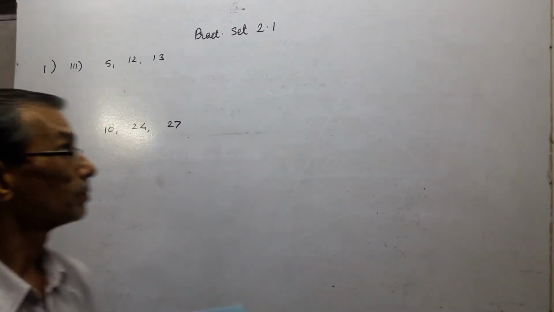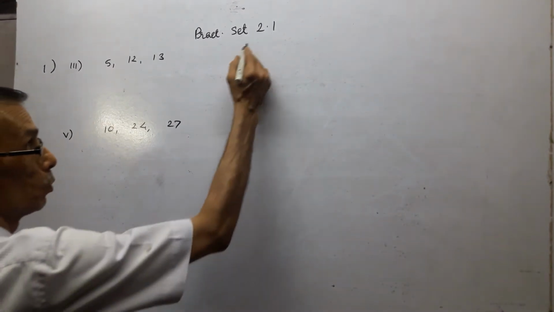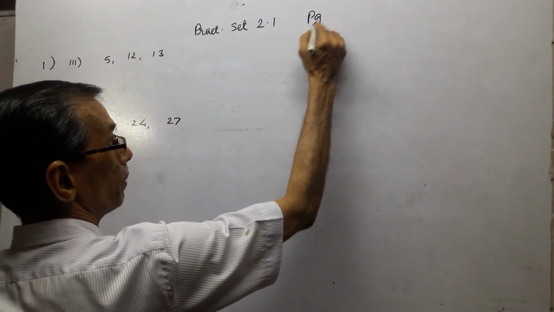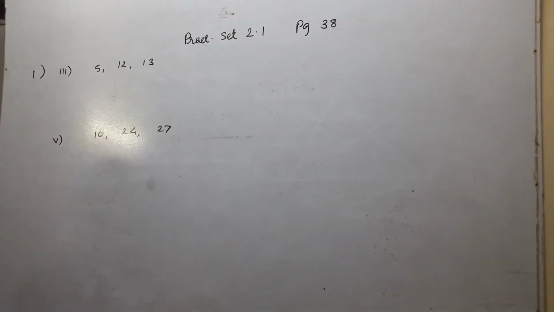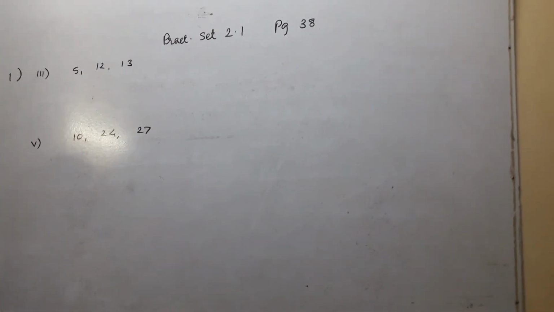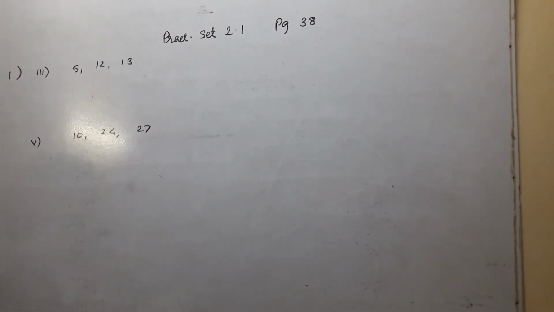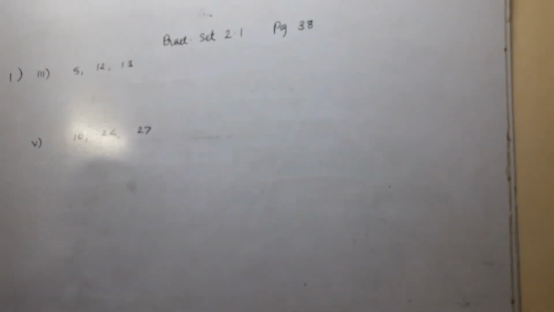Page 38, problem set 2.1. Let's solve the sums from this problem set. Let us take the first one. Identify with reason which of the following are Pythagorean triplets.